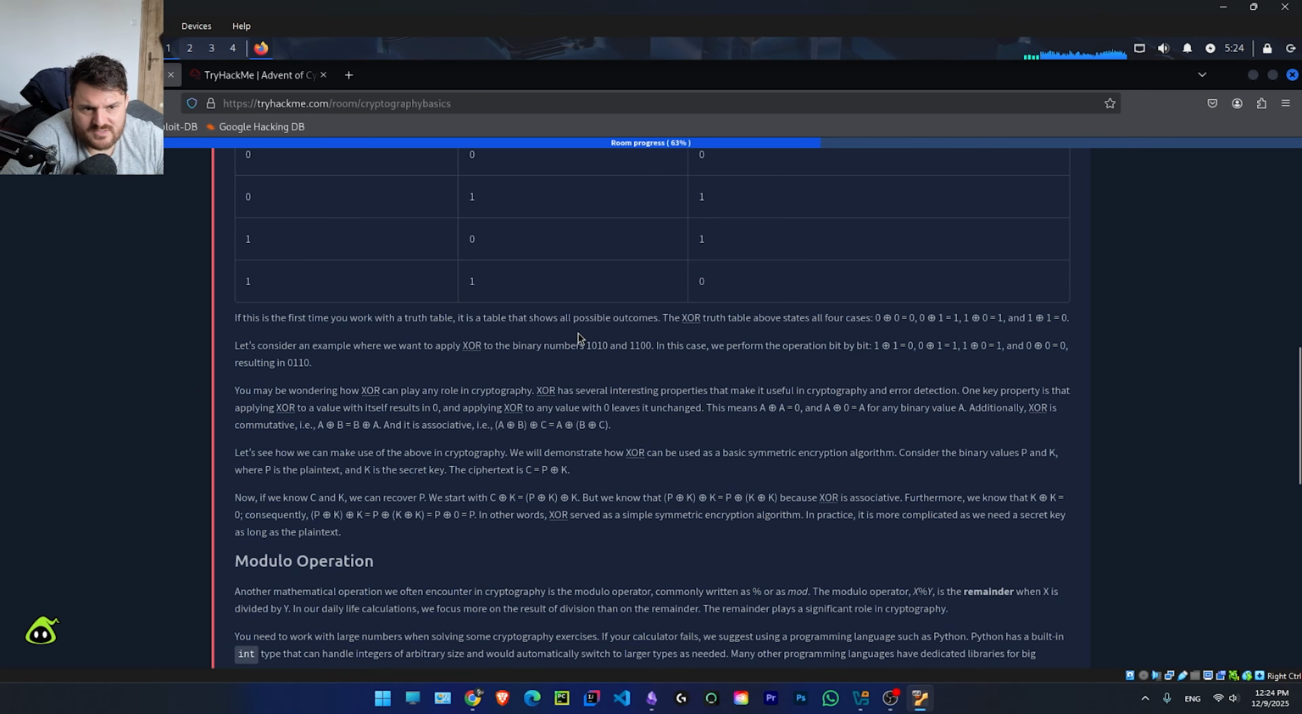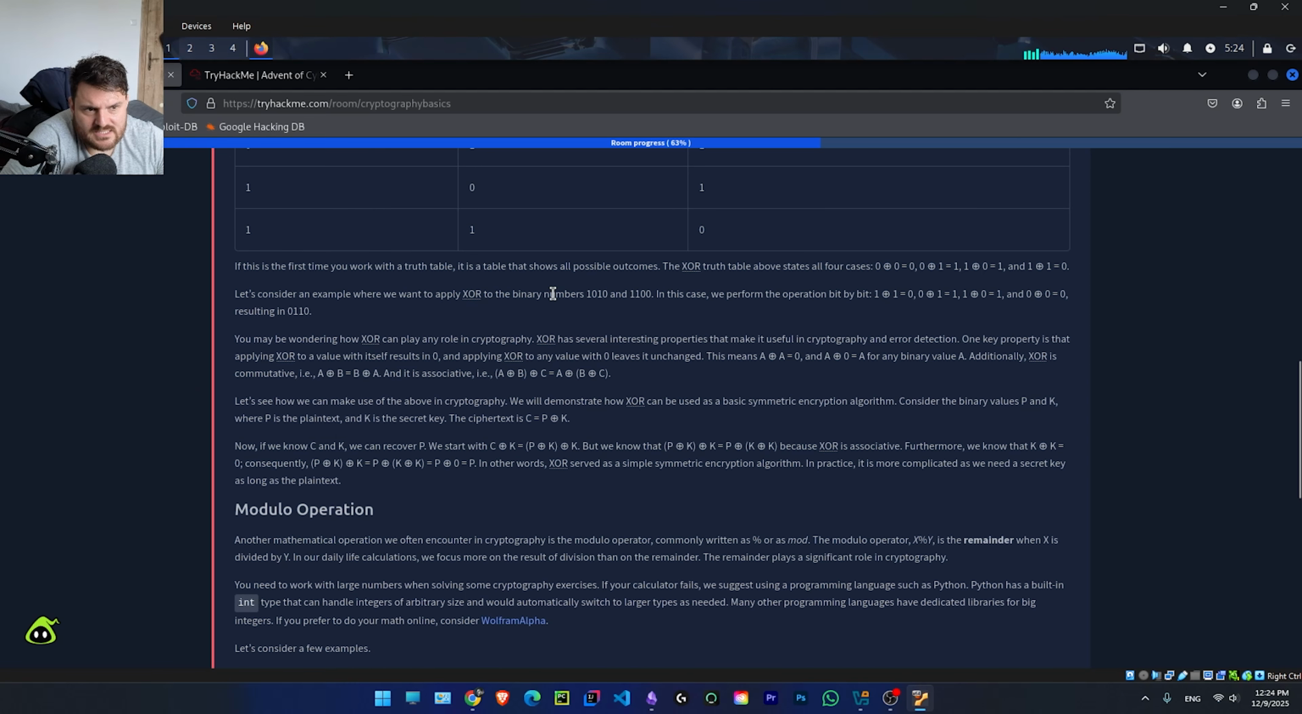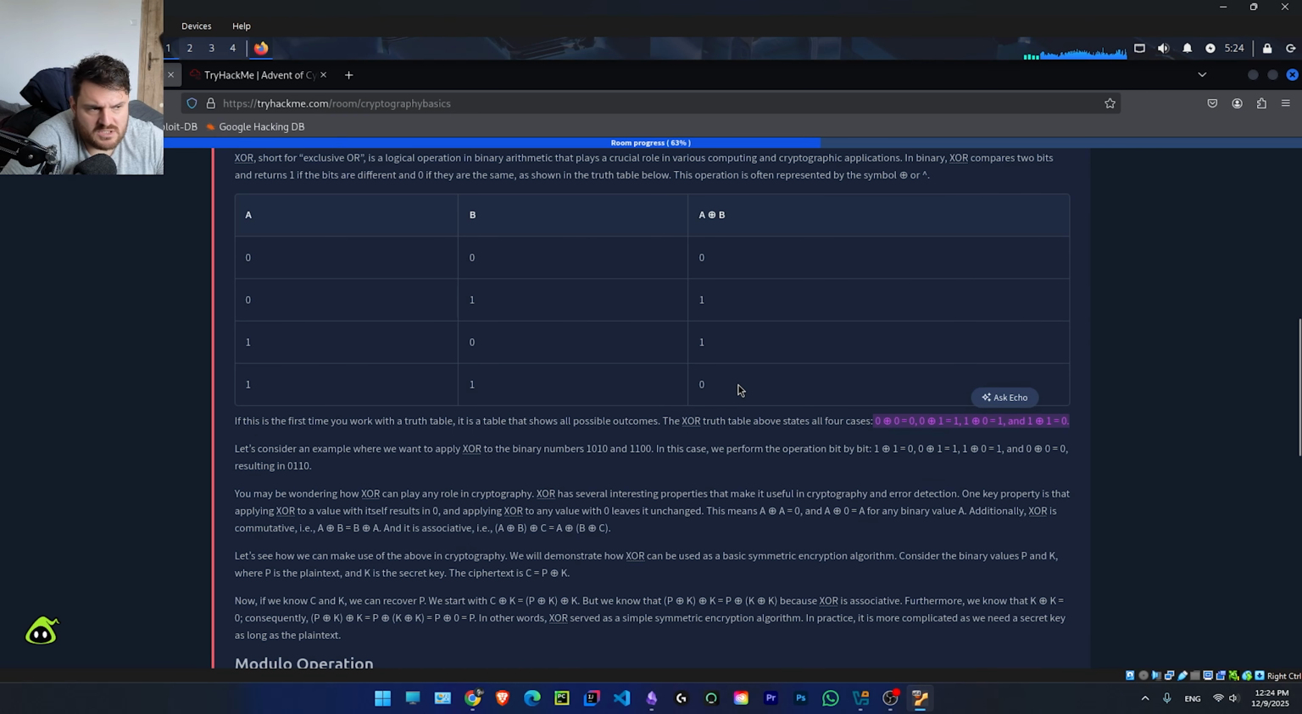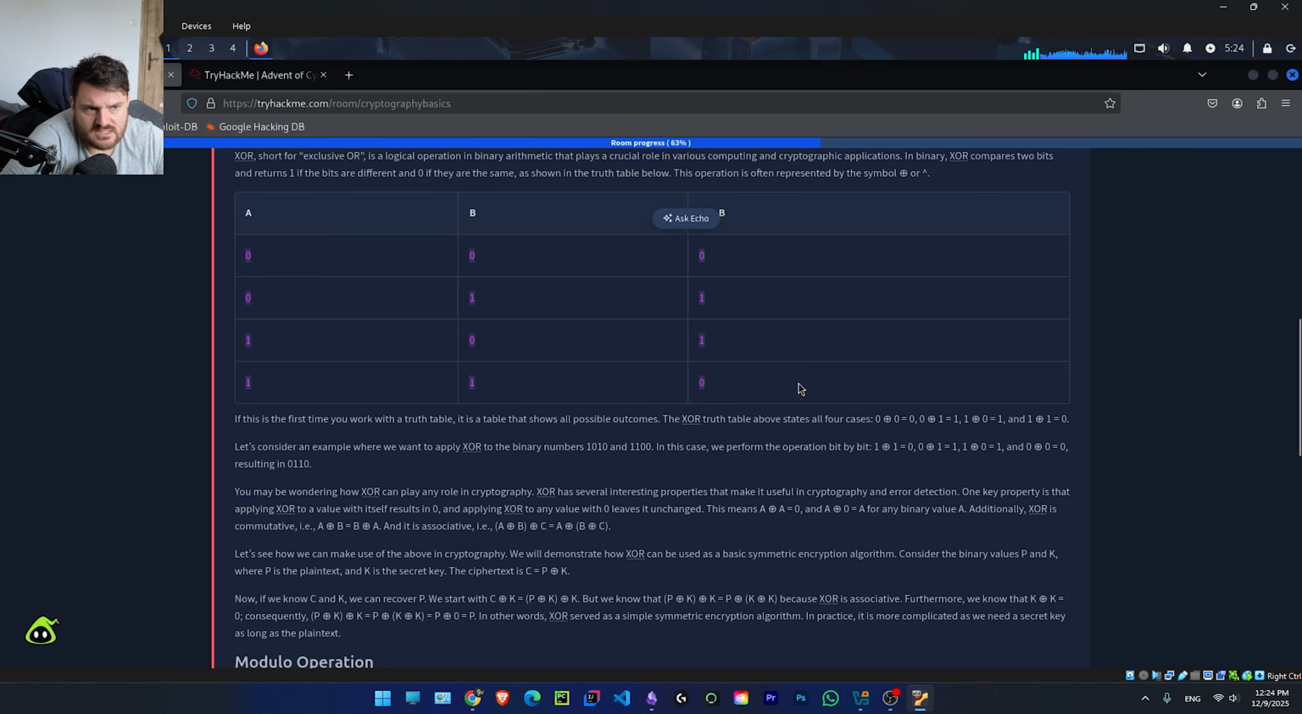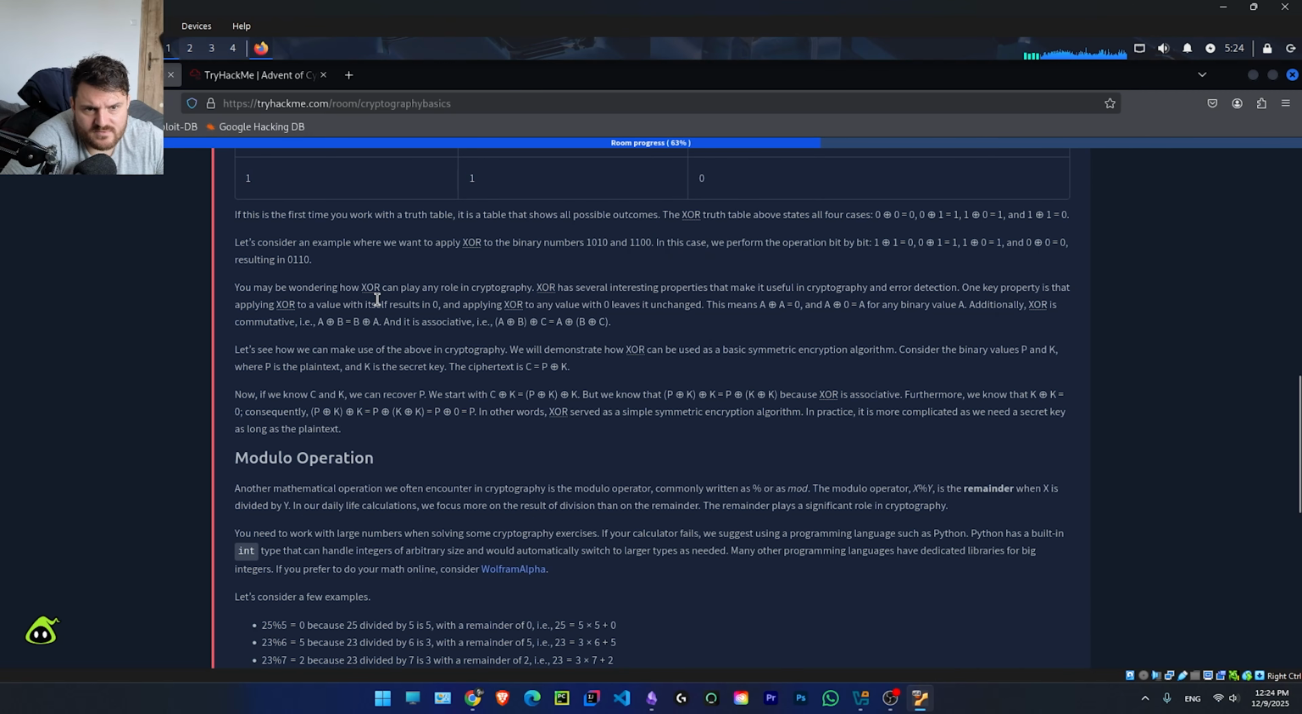If this is the first time you work with a truth table, it is a table that shows all possible outcomes. The XOR truth table above states all 4 cases, and here we see them displayed, typed, but you can see the same thing in the table below.